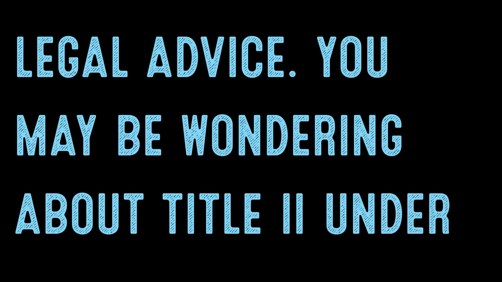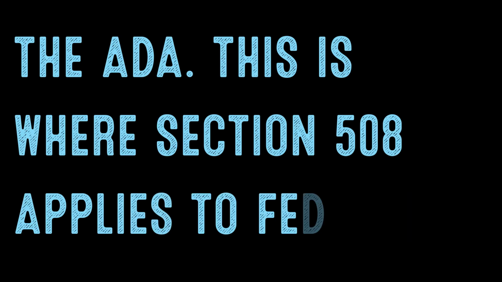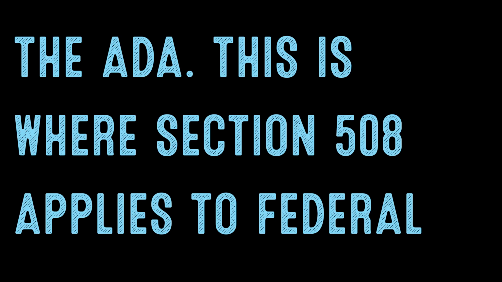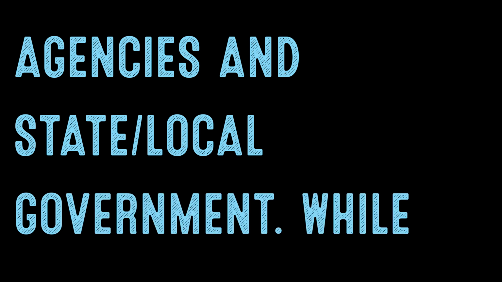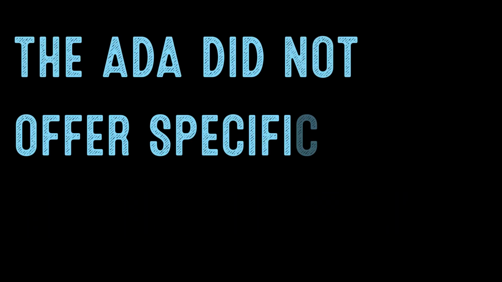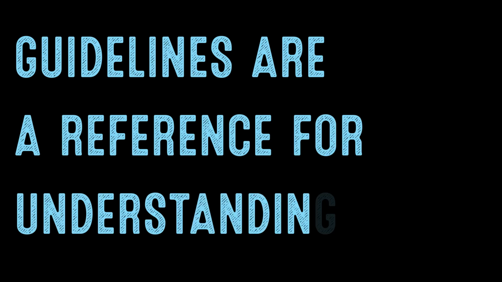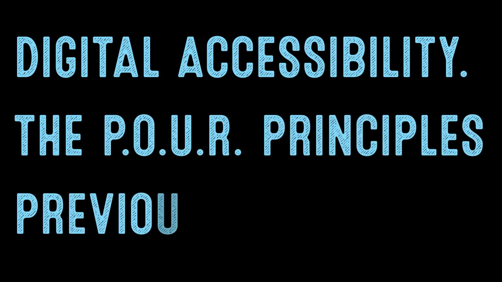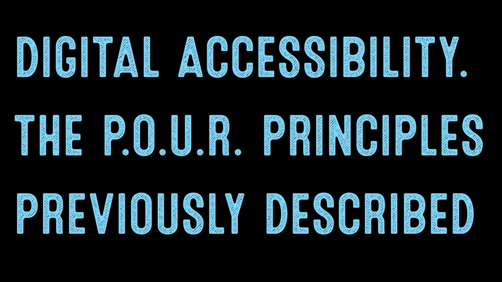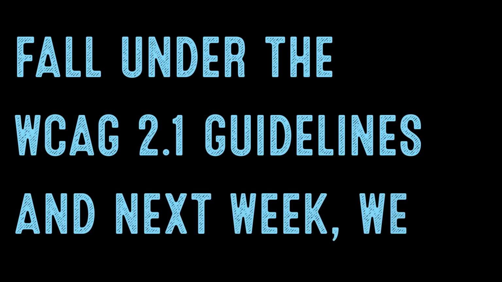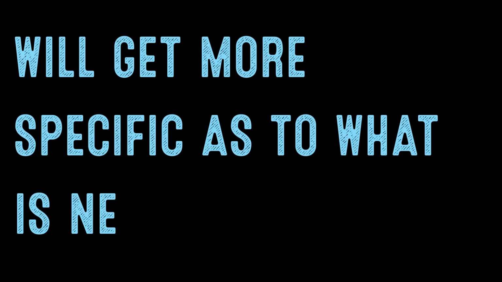You may be wondering about Title II under the ADA. This is where Section 508 applies to federal agencies and state and local government. While the ADA did not offer specific guidelines for website compliance, the Web Content Accessibility Guidelines are a reference for understanding digital accessibility. The POUR principles previously described fall under the WCAG 2.1 guidelines, and next week we will get more specific as to what is necessary for creating an accessible website.